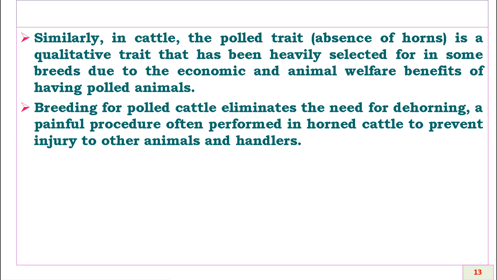Breeding for polled cattle eliminates the need for dehorning, a painful procedure often performed in horned cattle to prevent injury to other animals and handlers. Suppose an animal has very long and sharp horns, it is a natural weapon for that animal, but it may use it to hurt other animals, and sometimes the handlers or workers also. So we have to have a polled breed, and if it is already born with horns, then dehorning is a painful procedure, and animal ethics will not permit such things.